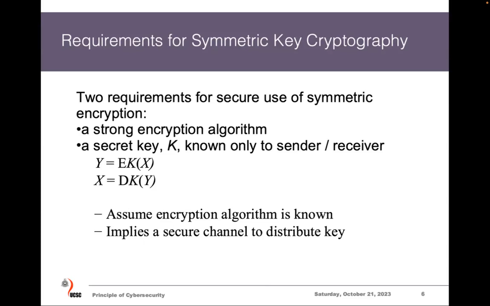Then usually we use the letter D to represent decryption, K again the key. So DK means decryption with the key K. So when you apply the ciphertext Y to the decryption algorithm, that means DK, we will get back the plain text X. So that's how symmetric key cryptography works.